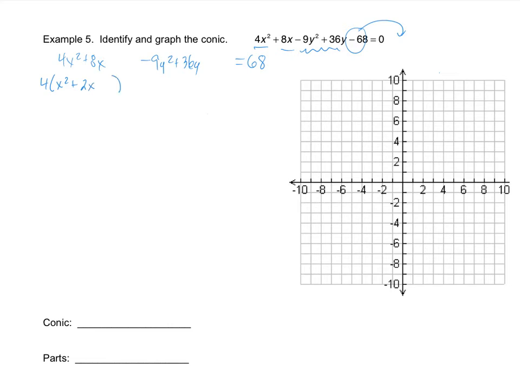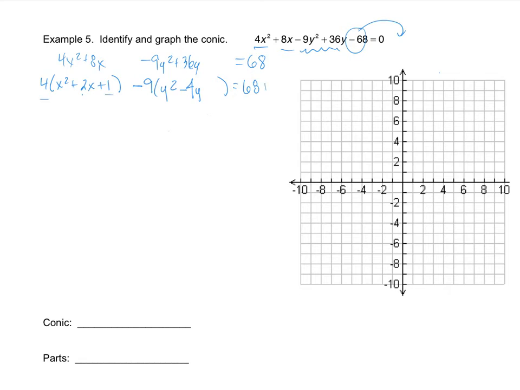What am I factoring from my y terms? A negative 9, leaving me y squared minus 4y. And we have to be careful that we're factoring out a negative. So what am I adding to my x terms to complete the square? Half of 2 is 1, squared is 1.